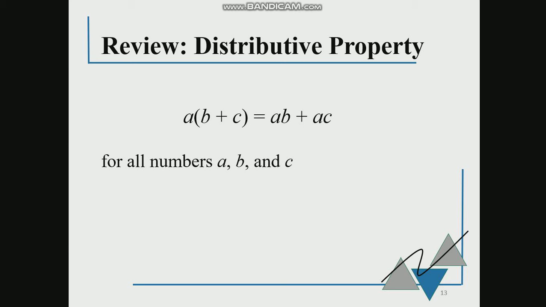We're going to review some of the properties we need to help us solve linear equations. So this is the distributive property. This is how we simplify parentheses. And what we need to remember is that A gets multiplied by B, and we multiply A times C. Right? This is the distributive property. We distribute A across B and C.